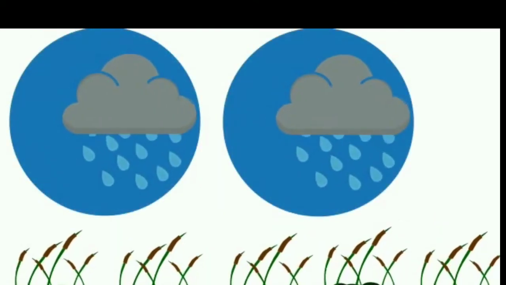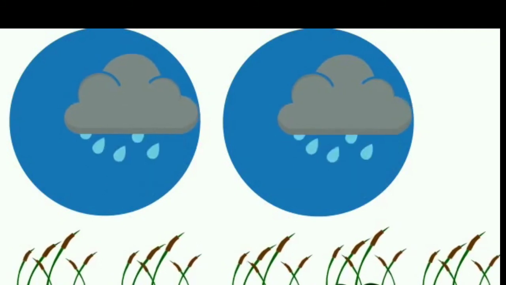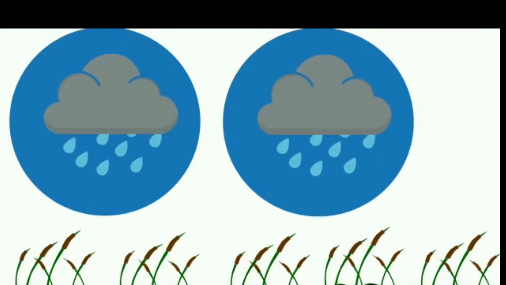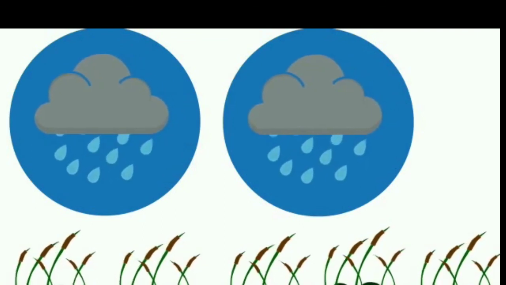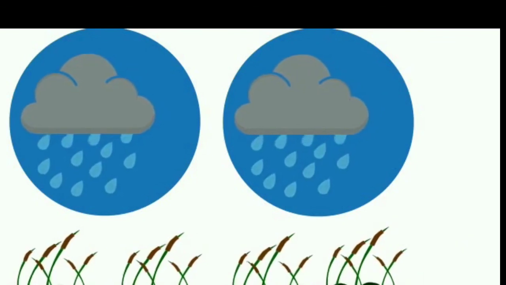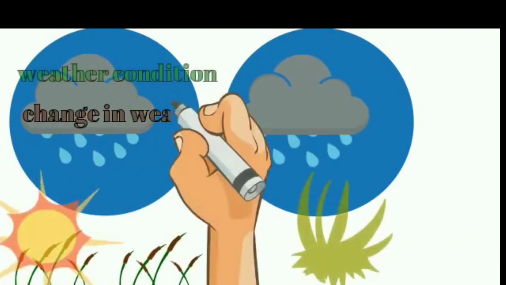This is an image of rain and crops. As there is a very good weather condition, the crops are growing very well, and so the supply of crops or some vegetation is going to increase. So when the weather condition is really very good, the supply will increase.